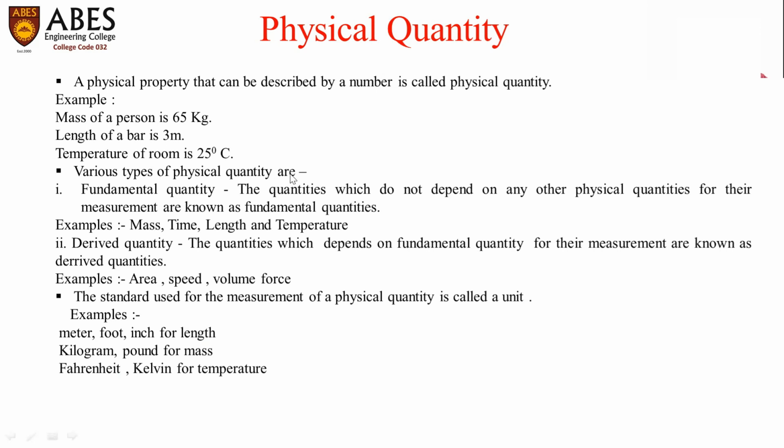So there are different types of physical quantity. One is the fundamental quantity: the quantity which does not depend on any other physical quantity for its measurement is known as a fundamental quantity, like mass, time, length, and temperature. The derived quantities are those which depend on the fundamental quantities for their measurement. Examples are area, speed, volume, force.